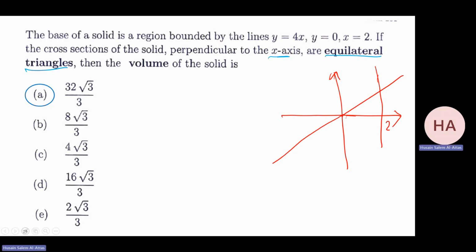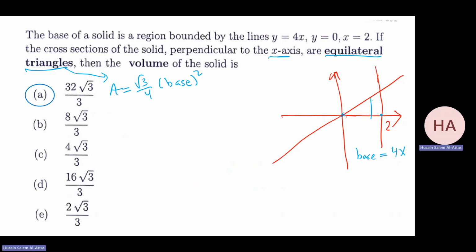So that will be the base. The base will be the line minus 0. 4x minus 0. That will be 4x. Okay. And it's going from where to where? From 0 to 2. And this equilateral triangle, what is the area of the equilateral triangle? Square root of 3 over 4. The base square. That's it.